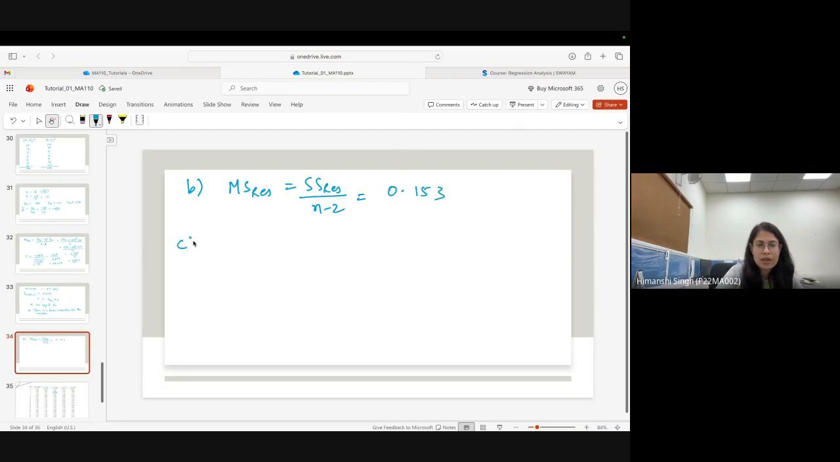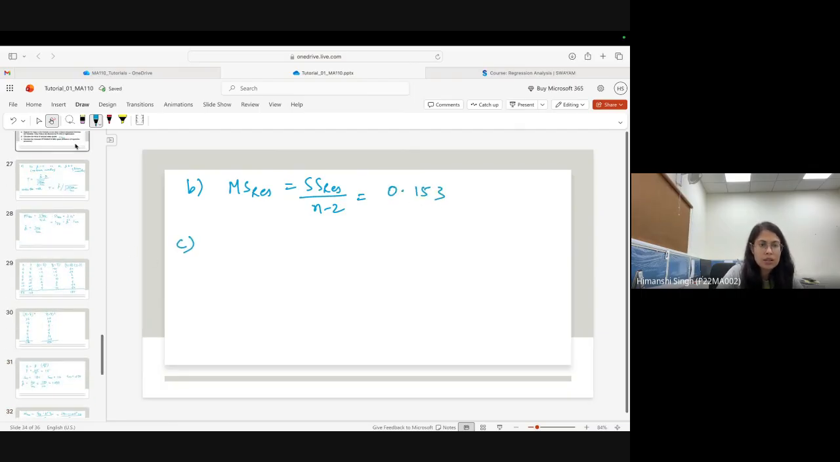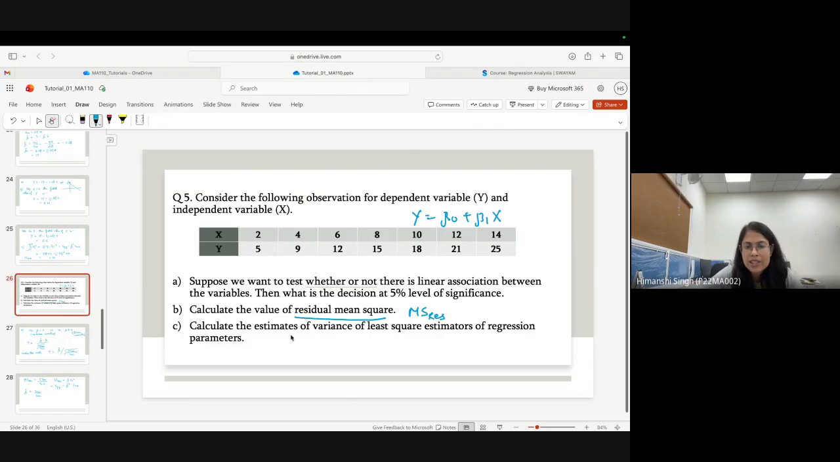Now in the last part, what is given? Calculate the estimates of variance of least square estimators of regression parameters. The regression parameters are beta naught and beta 1.